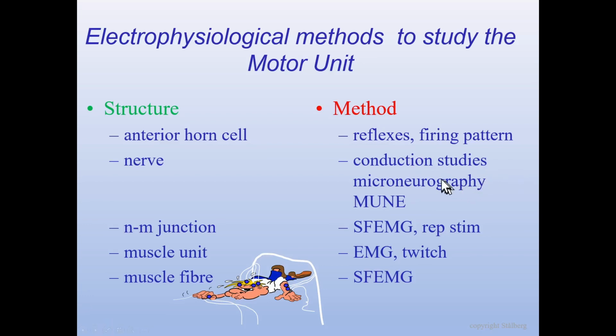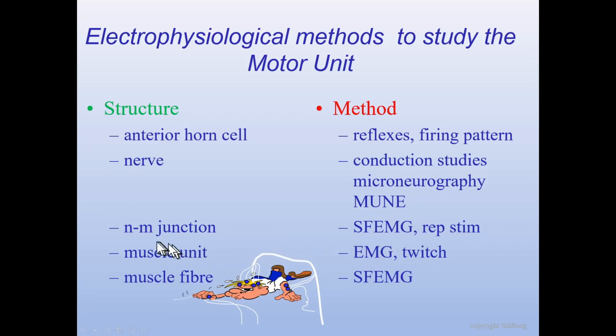There is also a special technique called microneurography, where we go close with an electrode inside the nerve to record different phenomena. And motor unit number estimation, which are a group of techniques that we can use to follow loss of motor units. The neuromuscular junction, there we look at single fiber EMG jitter and repetitive stimulation.